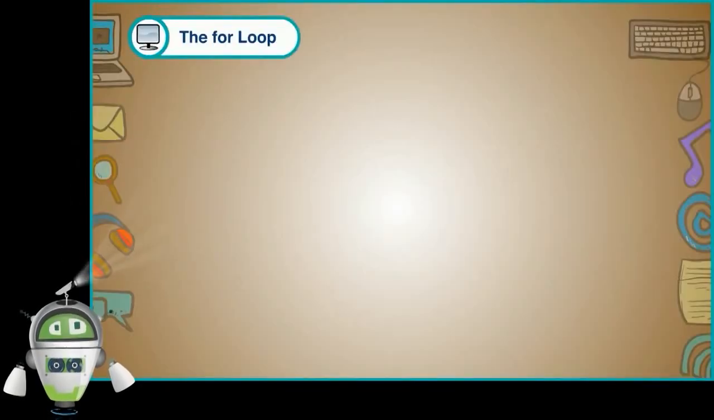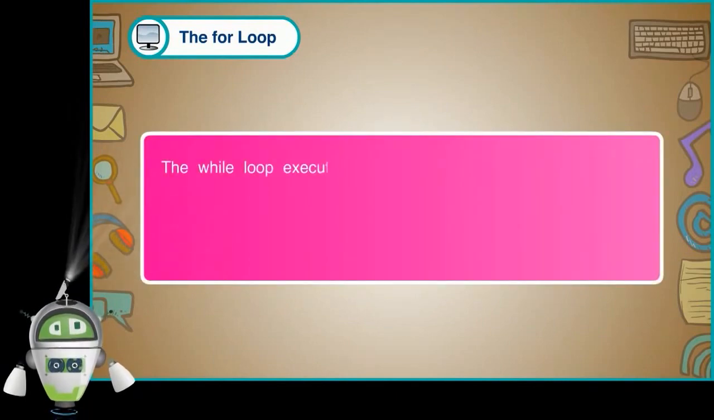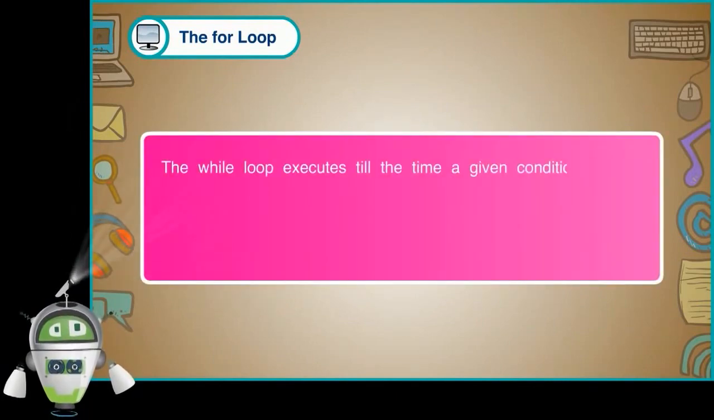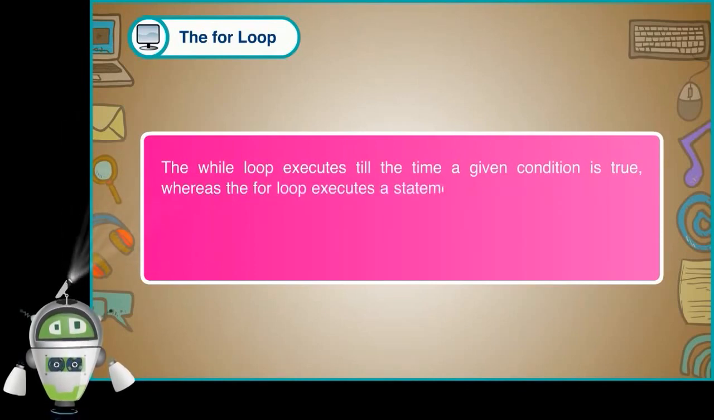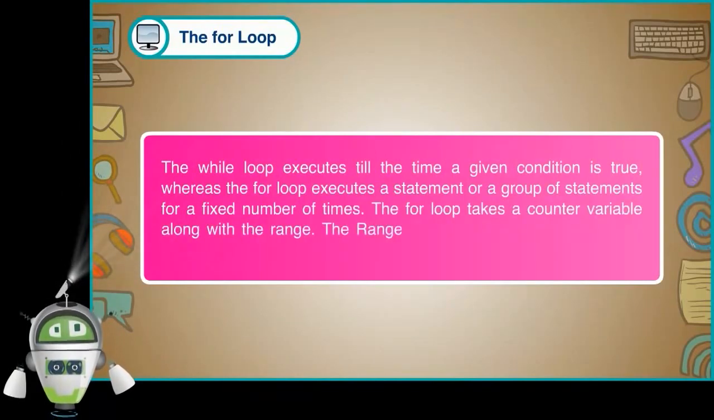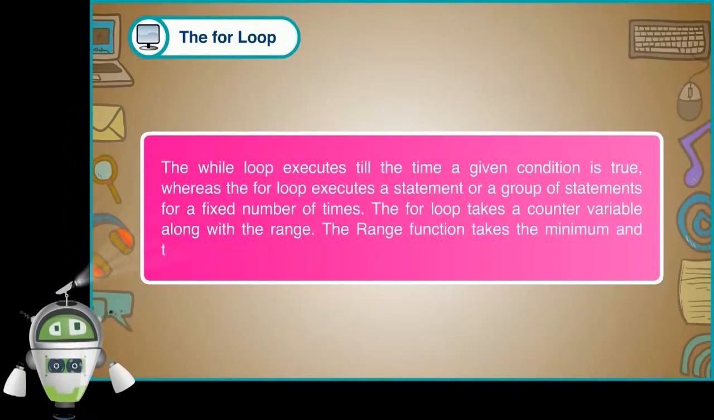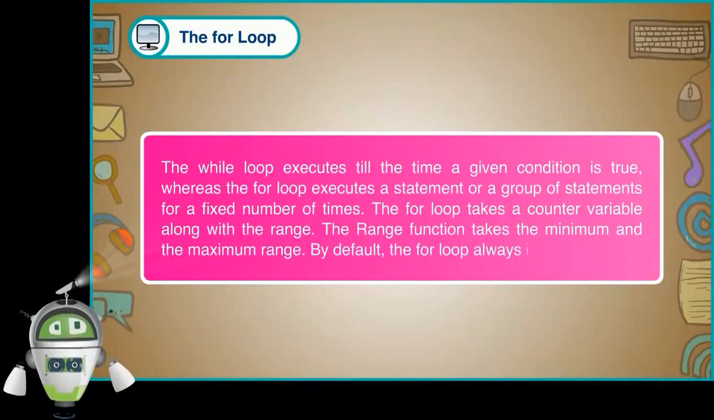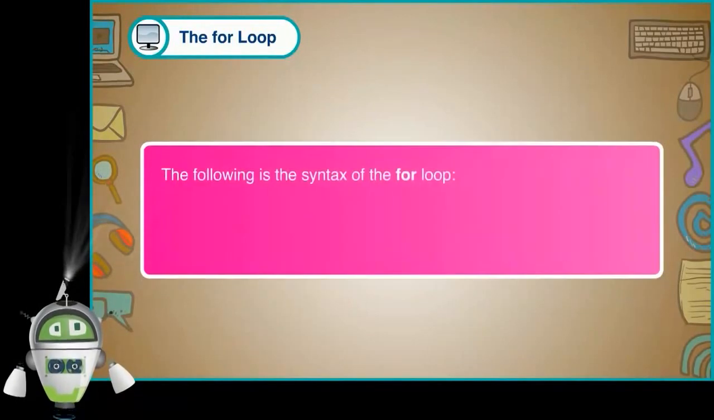The for loop. The while loop executes till the time a given condition is true, whereas the for loop executes a statement or a group of statements for a fixed number of times. The for loop takes a counter variable along with the range. The range function takes the minimum and the maximum range. By default, the for loop always increments by 1. The following is the syntax for the for loop.